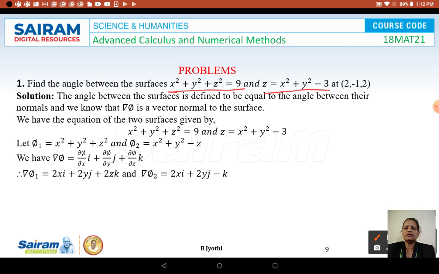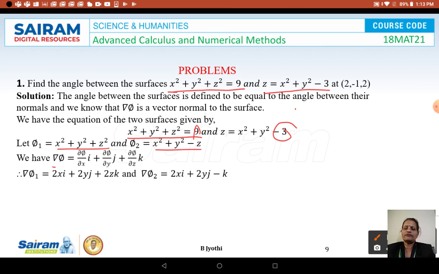The angle between the surfaces is defined to be equal to the angle between their normals, and we know that del phi is a vector normal to the surface. We have the equation of two surfaces, which are given by x squared plus y squared plus z square is 9 and z is equal to x squared plus y squared minus 3. We have phi 1 is equal to x squared plus y squared plus z square and phi 2 is equal to x squared plus y squared minus z, and here the constant will be neglected.